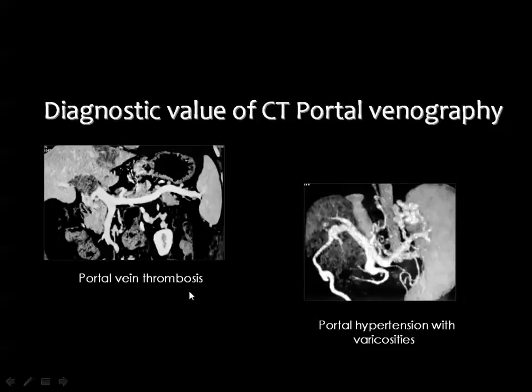Then these are two examples of CT portography, and this is the splenic vein, superior mesenteric, portal vein, and you see a thrombus in the portal vein. And this is another example of cirrhotic liver, splenomegaly, and esophageal varices seen by CT portography.